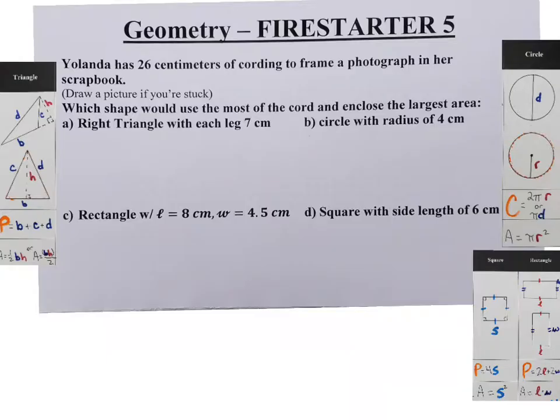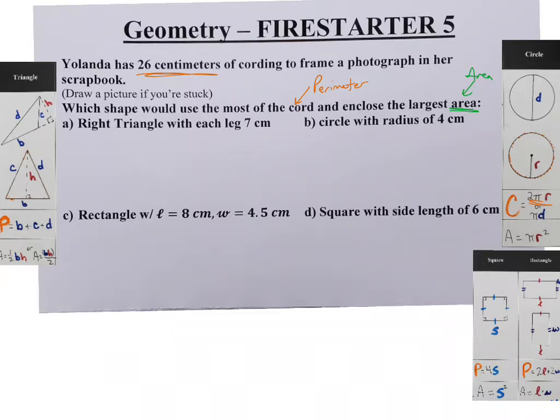All right, we're going to start off with: Yolanda has 26 centimeters of cording to frame her photograph in her scrapbook. Which shape would use the most of the cord and enclose the largest area? Which shape would use the most of the cord? That's going to be perimeter. And the largest area is obviously going to be area. So I'm going to find the perimeter and area of all four of these pieces, and then I'm going to compare and make a decision at the end.